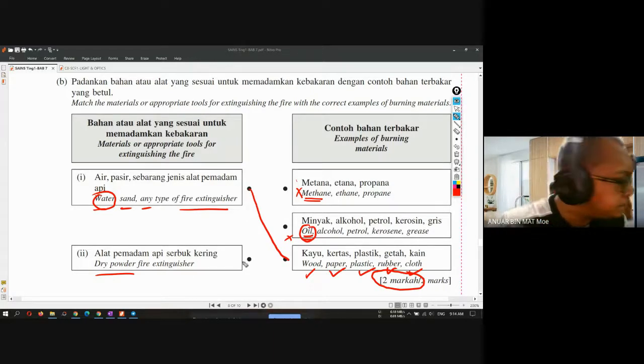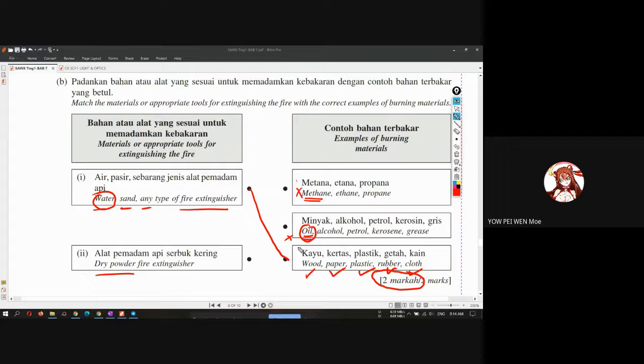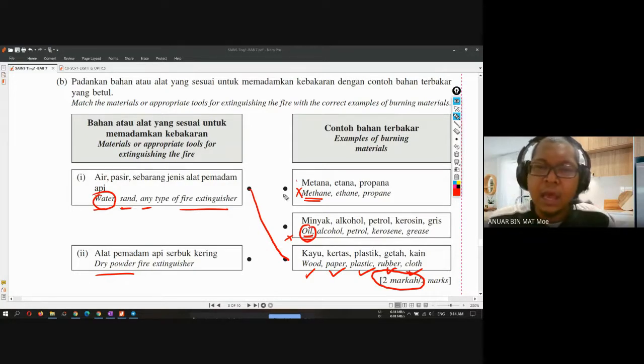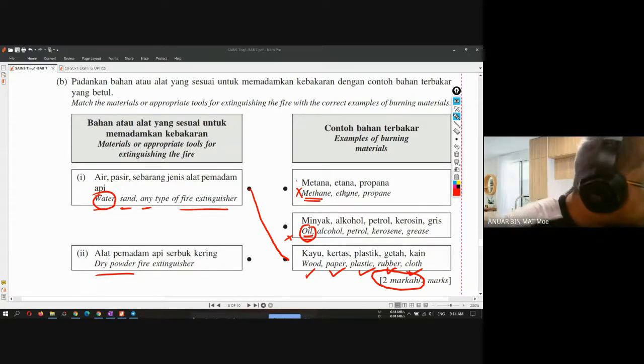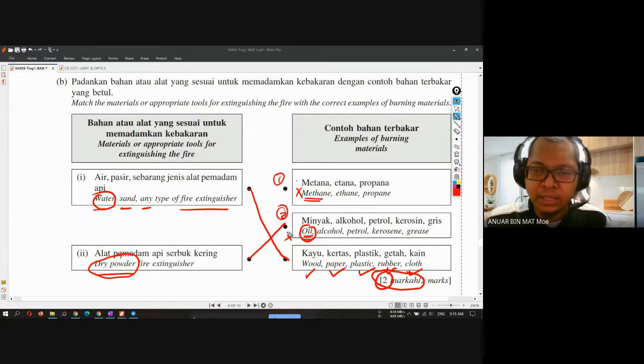Okay, how about dry powder? Which one? Oil, alcohol, petrol, kerosene, grease, right? Either one. How about methane, ethane, and propane? This one also can, because according to your textbook, dry powder can put off fire from many sources. Solid it can, gas it can, and fire from liquid can also be extinguished by dry powder. So you can choose either number one or number two. But only two marks, so you need to use two lines here. Only match two answers only.